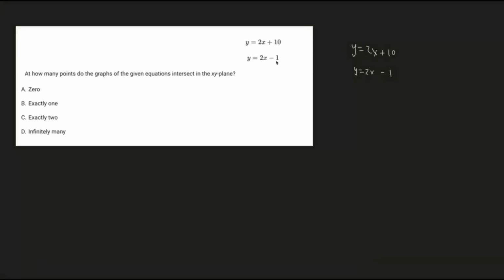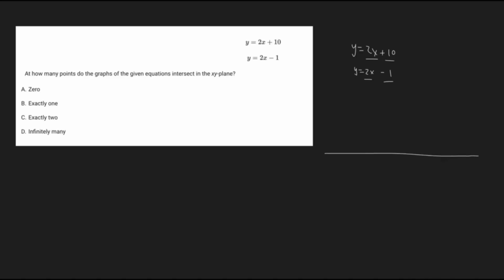How many points in the graphs of the given equations intersect in the xy plane? Well, we have the two equations on the right side. You can see they have the exact same slope, right? 2x. And then they have different y-intercepts. This one's plus 10 and this one's -1.